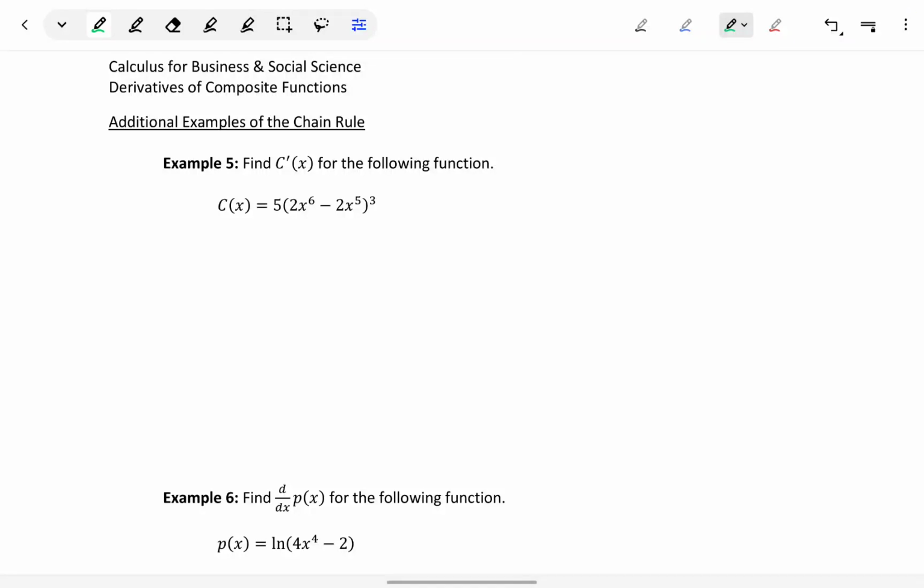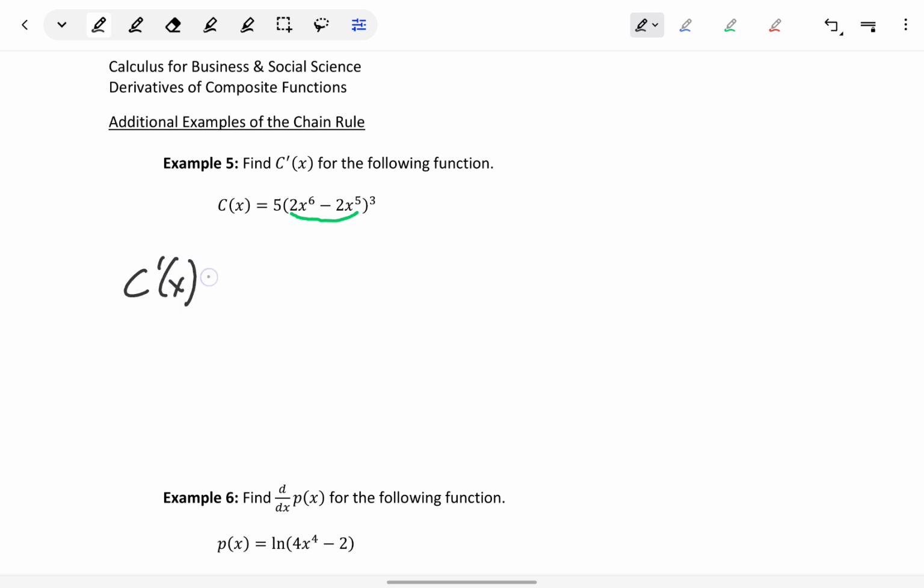We want to continue looking at examples of the chain rule because it can take a little while to get used to it, but hopefully it starts to become a little bit more natural as you get practice with this. What we want to do, again here we'll approach a little bit differently, but with the same goal in mind, is just identify that interior function, which in this case is 2x to the 6th minus 2x to the 5th.